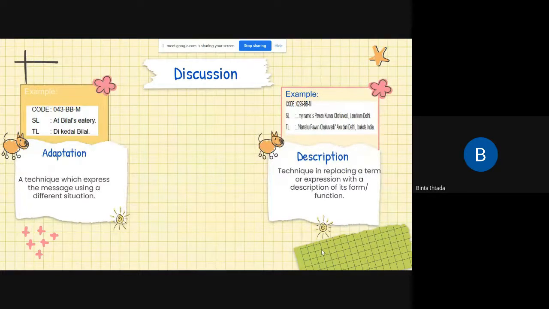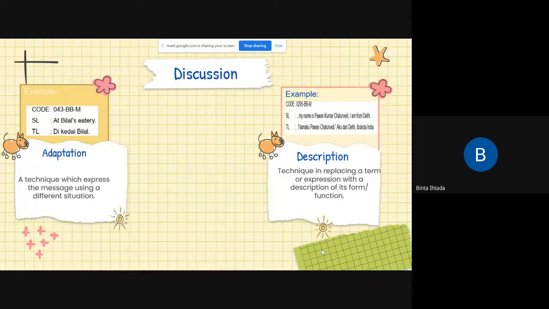So the other example is "at Bilal Eatery." The target language of eatery is translated by "di kedai Bilal." In the example above, the word eatery is translated into kedai. The word eatery is usually a small and informal restaurant, while the word kedai also refers to a small restaurant. And here the translator has to create a new situation that can be considered as being equivalent both in the source language, eatery, and also the target language, kedai.